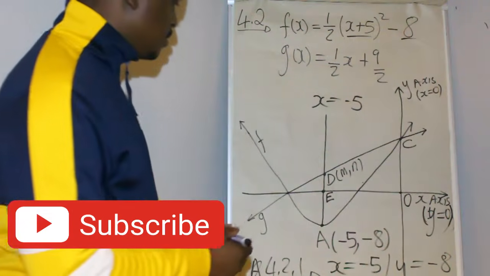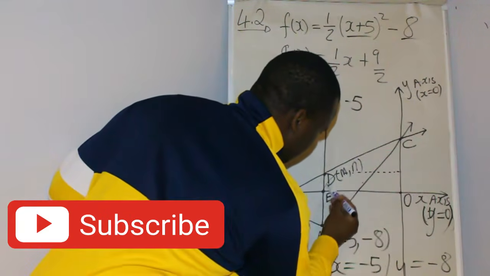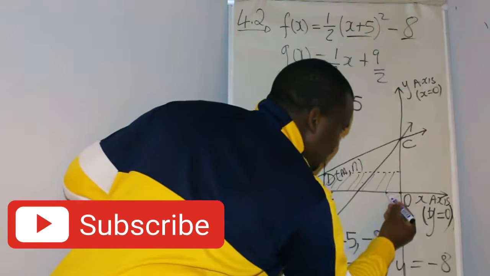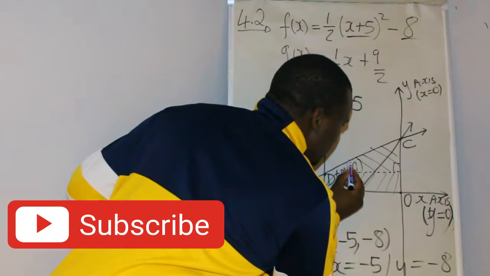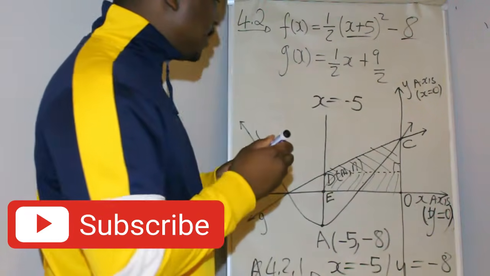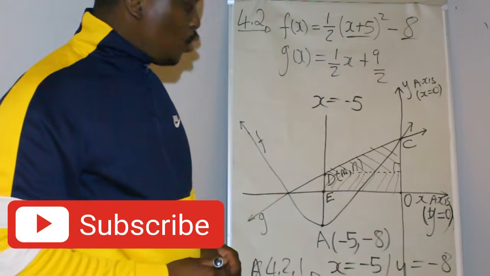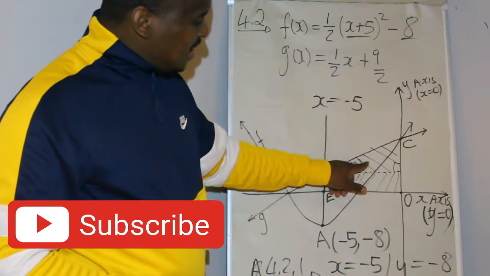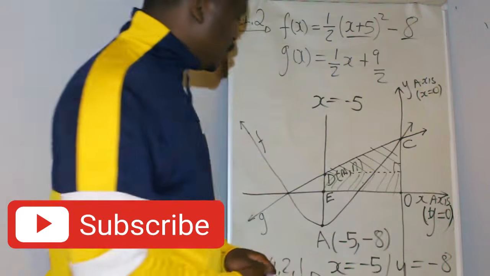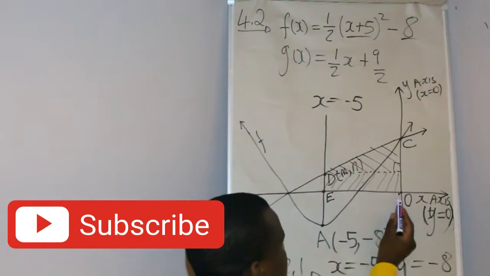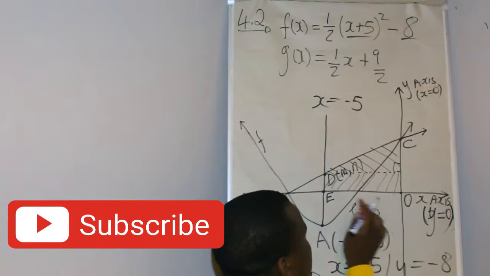Here we have two shapes. We have this shape here, which is a rectangle, and this shape here, which is a right angled triangle. So to calculate the area of this place, we must add the areas of these two things. The area of the rectangle is length times breadth. You know your length here, because from 0 to this is 5, which means the length of this side is 5.